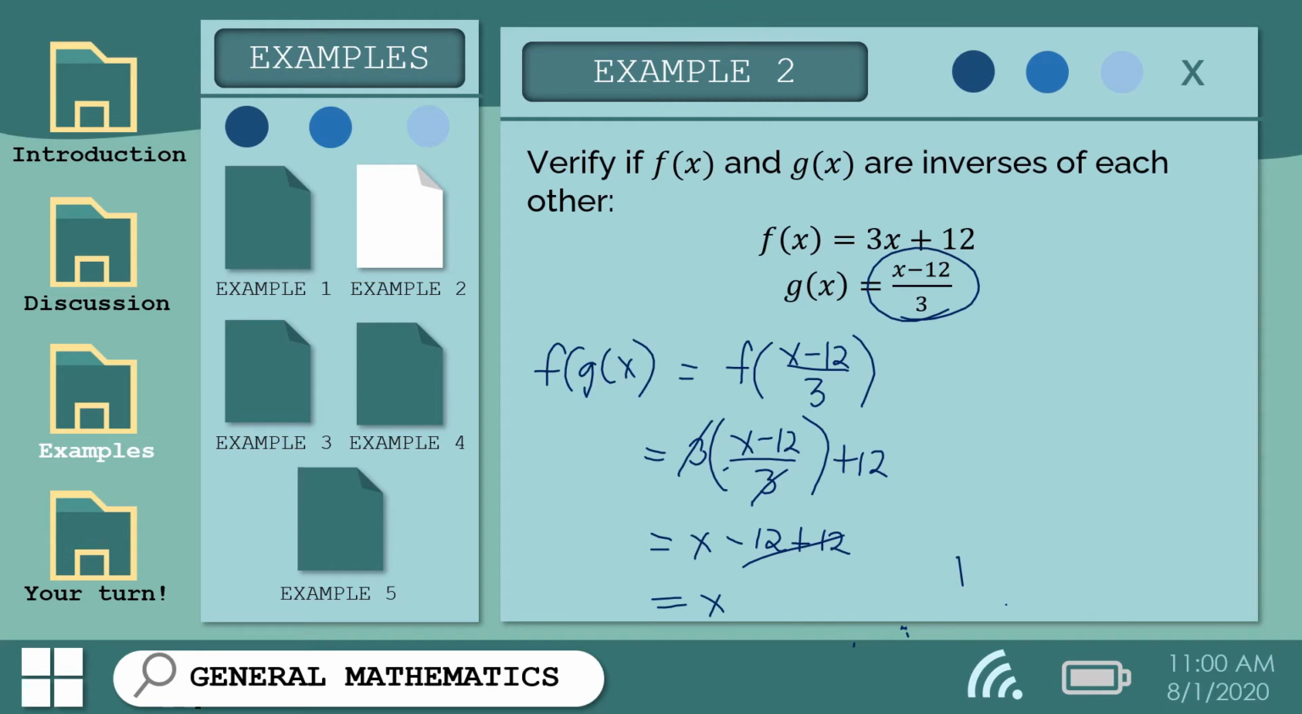Ngayon, itry naman po natin yung g of f of x. Pag sinabi natin g of f of x, yung buong f of x po is a composition of your g of x. Ayan.